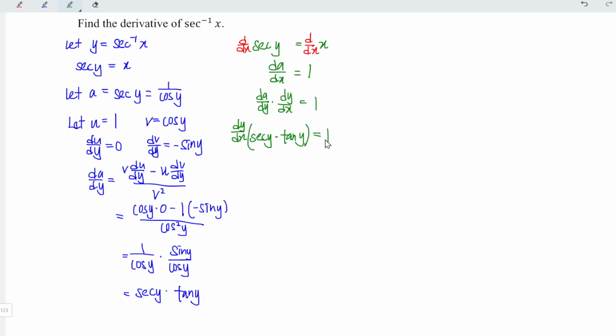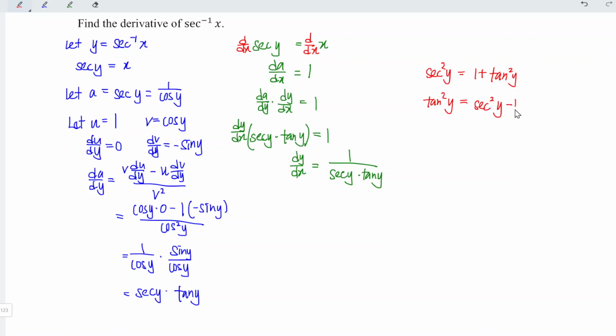And this is equal to 1, which means that dy/dx is equal to 1 over secant y times tangent y. Recall the trigonometric identity. We have secant squared y is equal to 1 plus tangent squared y. So which means that tangent squared y is equal to secant squared y minus 1. And this implies when we square root both sides, we should have tangent y is equal to the square root of secant squared y minus 1.